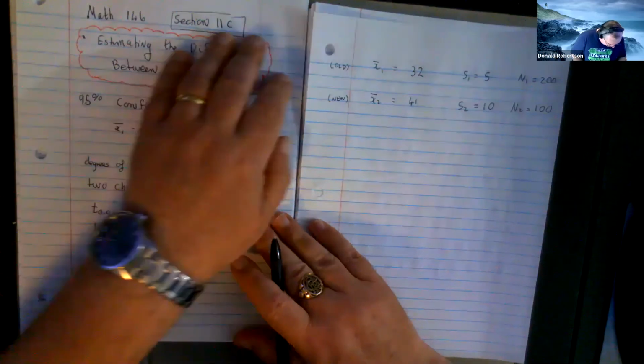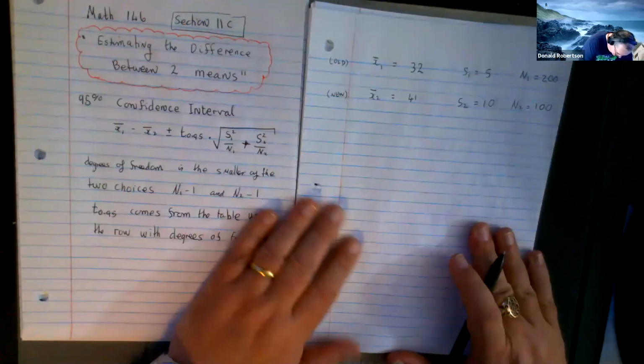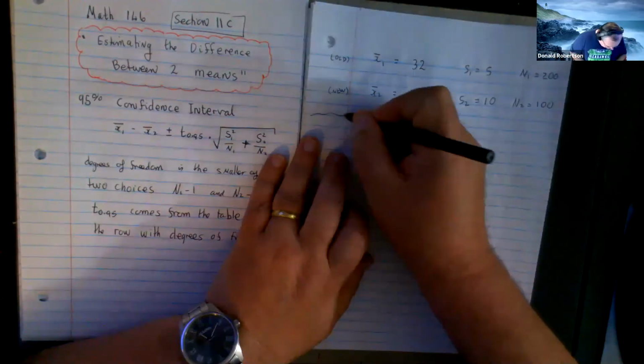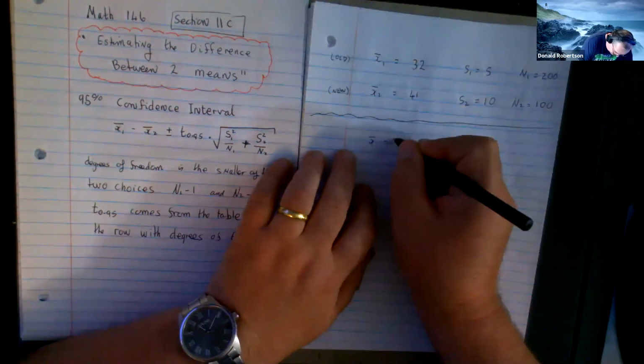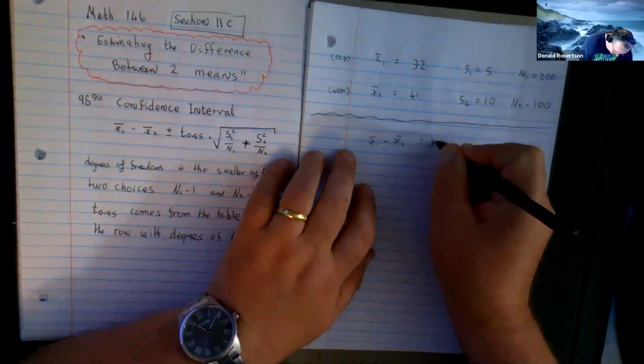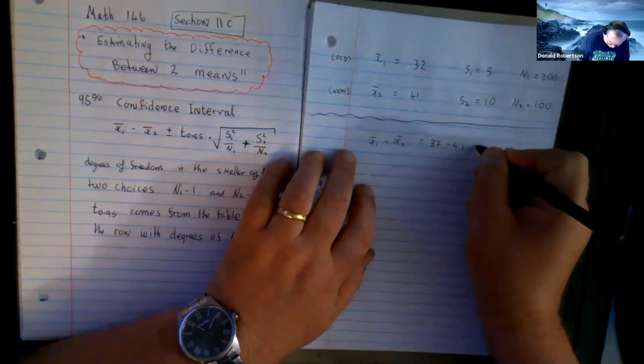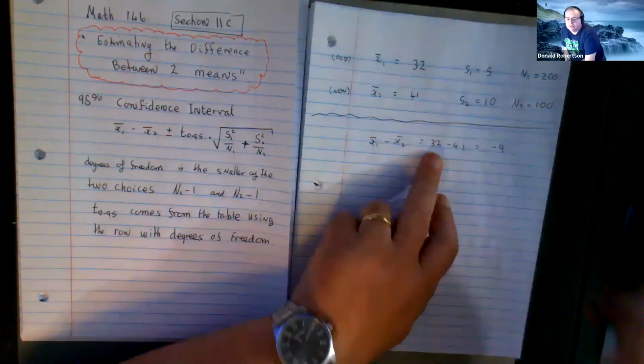So let's put this package together. We've got a lot of things to calculate. I guess I should calculate this fella, which is 32 take away 41, which I believe is -9. And it's okay to have negative numbers.